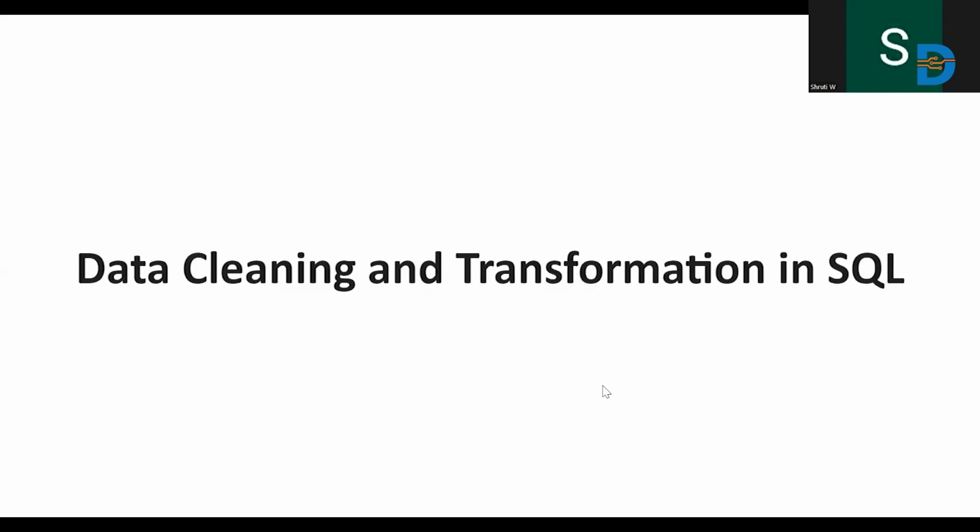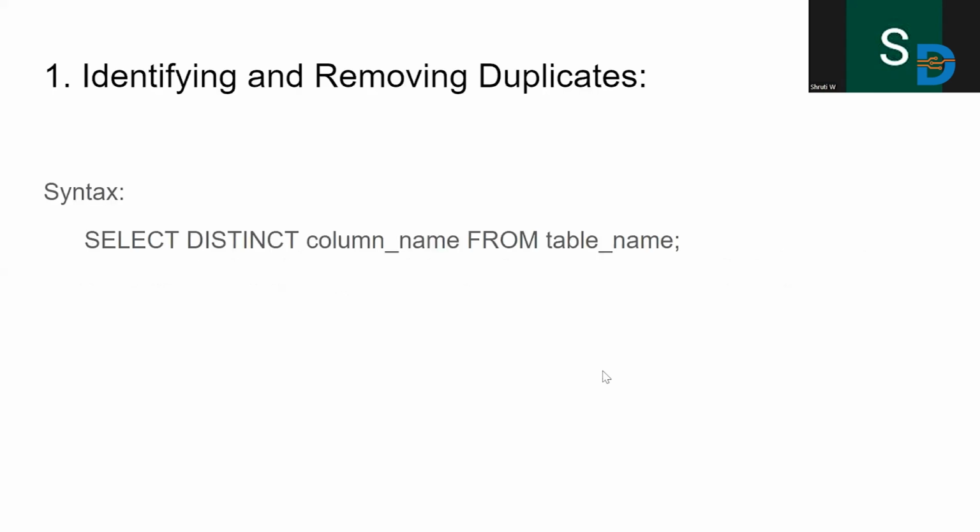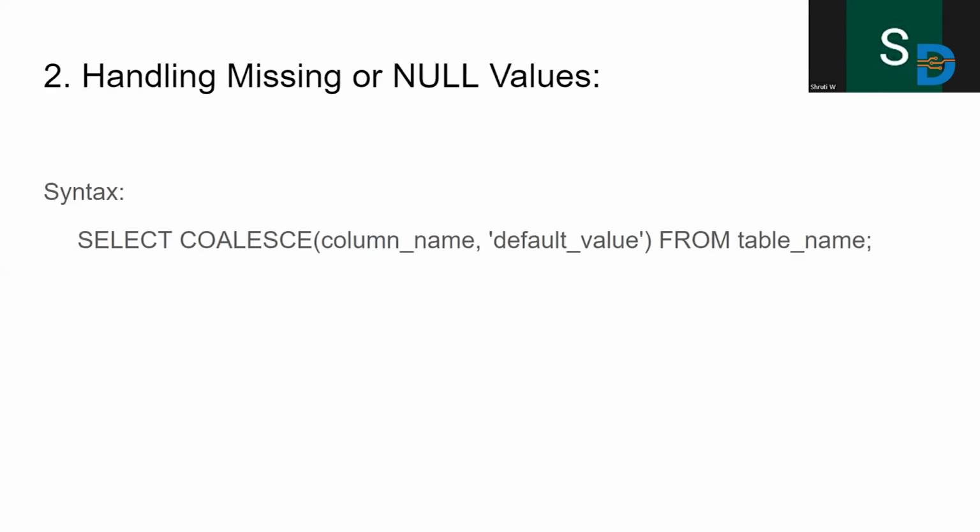So let's get started. The very first thing is identifying and removing duplicates. Sometimes the data may contain redundant information that can distort your analysis. In SQL, we can use the DISTINCT keyword to eliminate duplicate rows from the result. For more granular control, you have the ROW_NUMBER function, where we can flag the duplicates and remove them selectively.